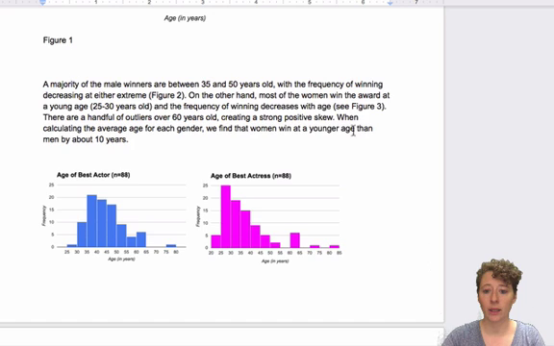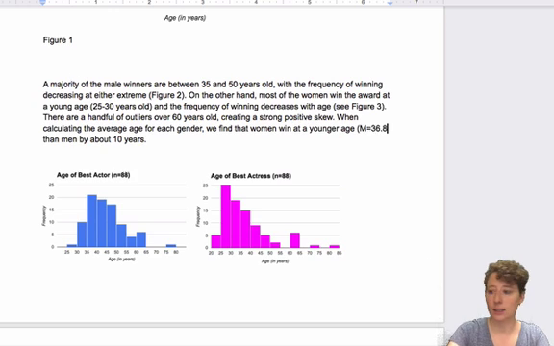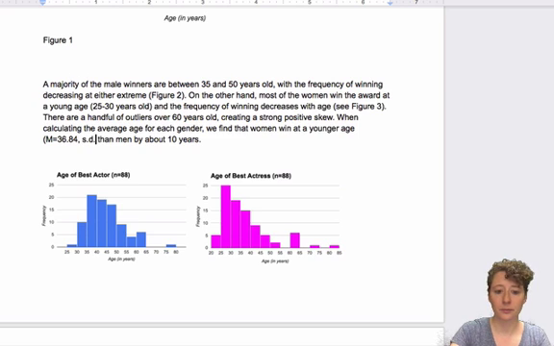So find that women win at a younger age. That mean is, what do we say, 36.84, and the standard deviation of 11.80. And again, for the men as well, mean 44.43, standard deviation of 8.85.